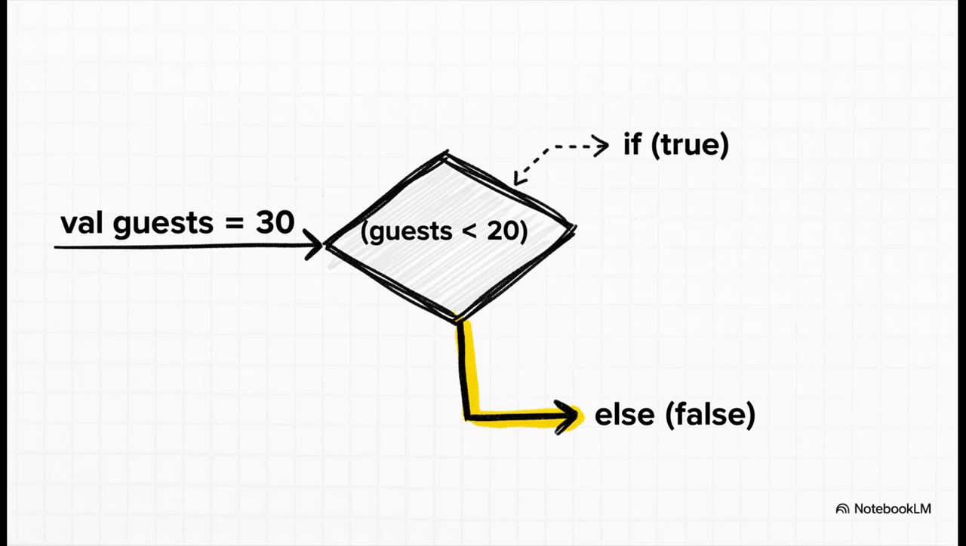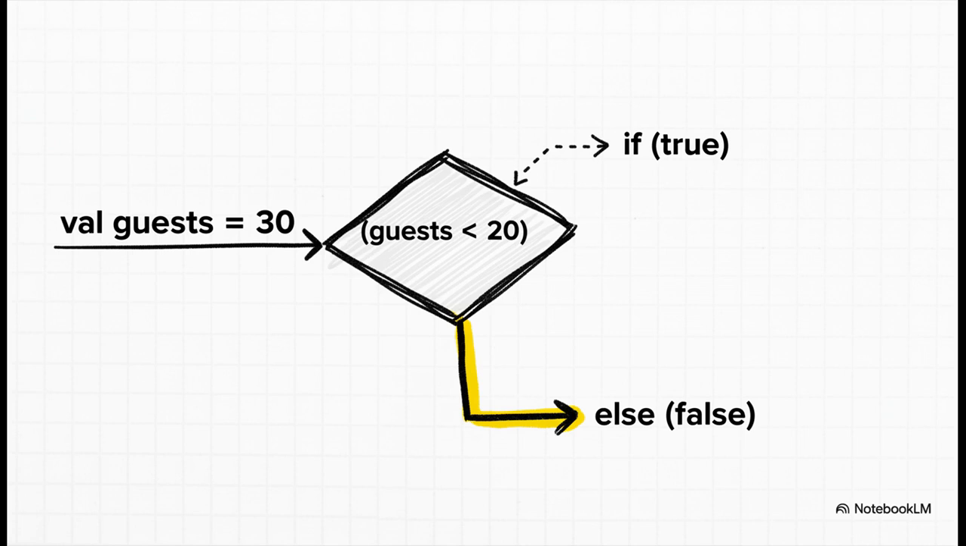And here it is, the classic if-else statement. This is probably the most common way to make a decision in any programming language. It's literally a fork in the road for your code. The program looks at the question in the parentheses. In this case, are there fewer than 20 guests? If the answer is yes, it goes down one path. If the answer is no, it goes down the other path. Simple as that.